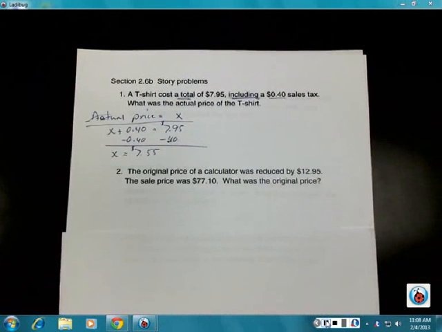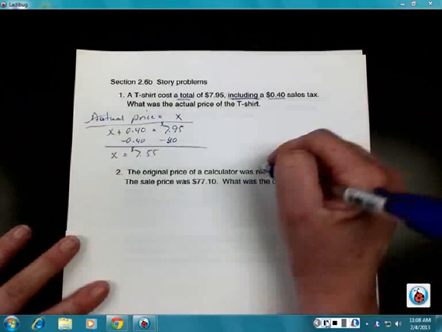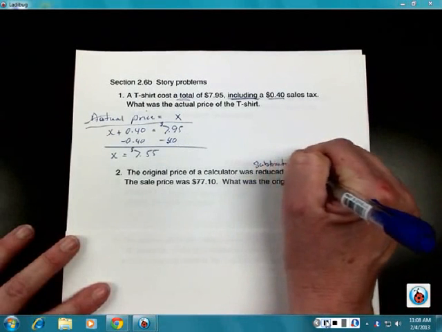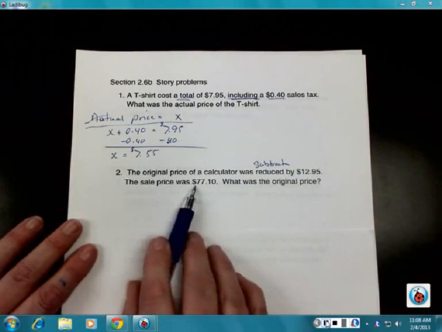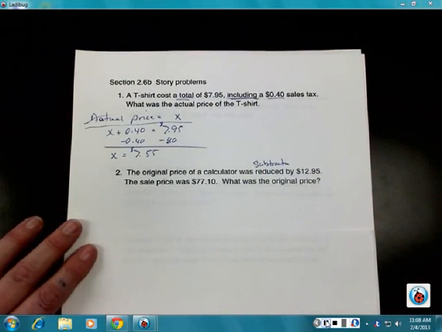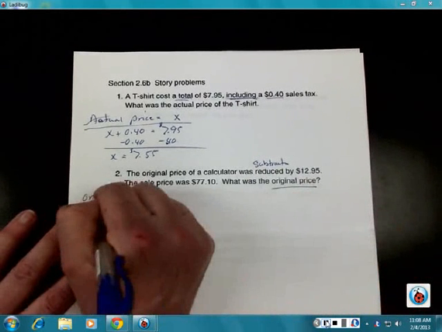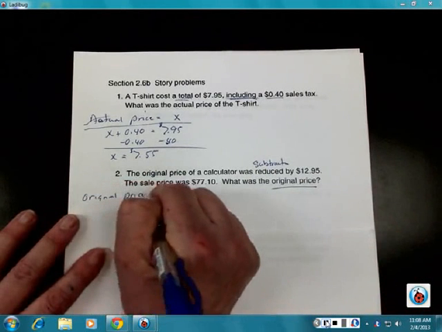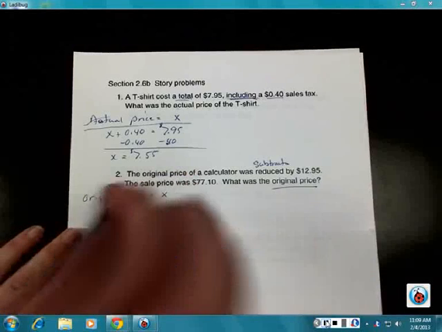The original price of a calculator was reduced by $12.95. What does that mean, reduced? Reduced means subtraction. Yeah, means to subtract. So you've got to subtract some stuff there. The sales price was $77.10. What was the original price? We don't know the original price. So X minus, like we could use O for original price or X. We'll use X. Stay away from O's because they look like zeros when you're doing your math. So we don't want to end up doing that. We're going to make it X.